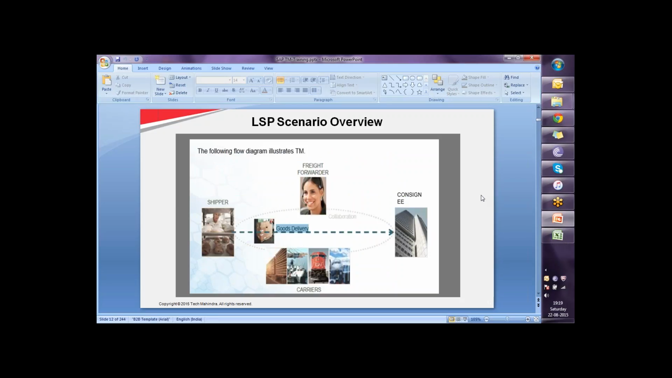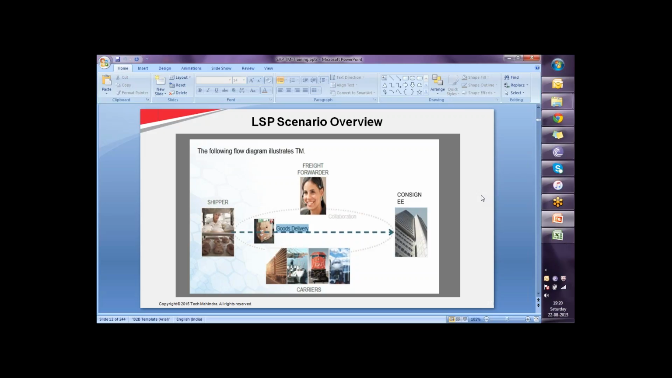Okay, so let's start with the scenarios. Basically, we have certain parties. It's a very basic thing. We have one party which is a shipper. Shipper is someone who is an expert in making goods. Then we have someone who wants to buy goods, that is the consignee. There's one person who is a freight forwarder who is managing the whole supply chain, so he's collaborating with everybody. And then we have a carrier who basically does the transportation from shipper to consignee.